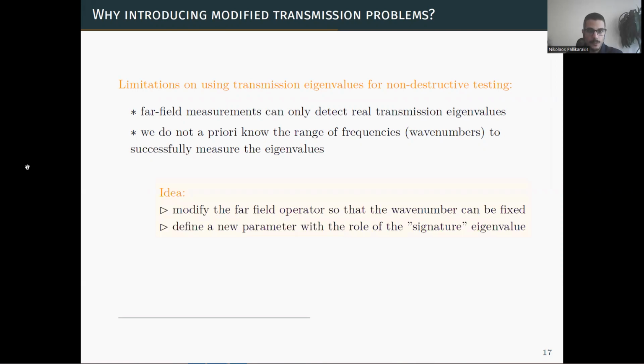So an idea came recently that is the following: one could try to modify the far-field operator so that the wave number will be fixed and won't be the spectral parameter. So another parameter should be introduced with the role of the signature eigenvalue, well, signature in the sense of what is associated with the material properties.